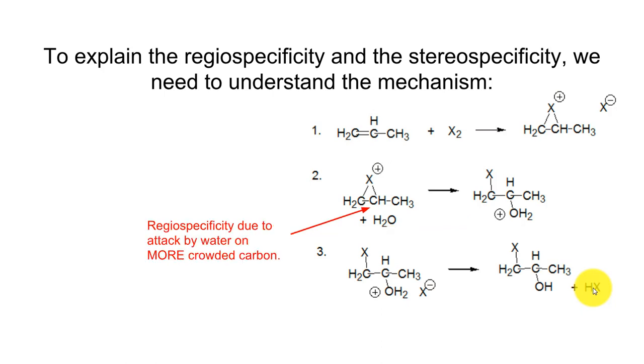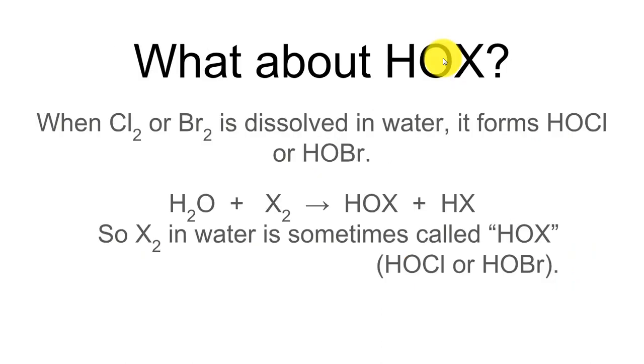And again, as I've said here, the regiospecificity is due to attack by water on the more crowded carbon. Again, seems weird because it's more crowded, but the reason is because it's more positive. Now, what about this HOX? This is the terminology or the symbolism they use in the book in the heading for section 6.3e. Well, it turns out when you dissolve chlorine or bromine in water, it reacts with the water. This is not an organic reaction. This is an inorganic reaction. It's just the halogen molecule reacting with the water molecule, and it forms two new molecules, HOX and HX.